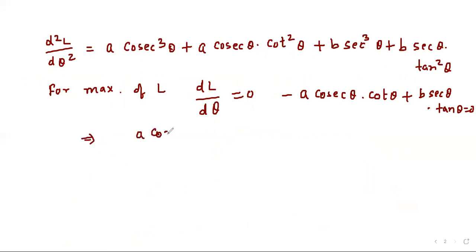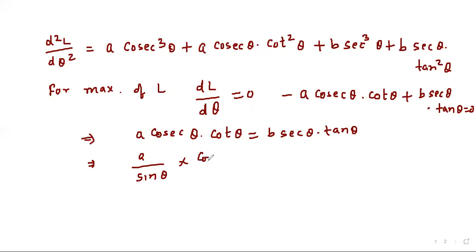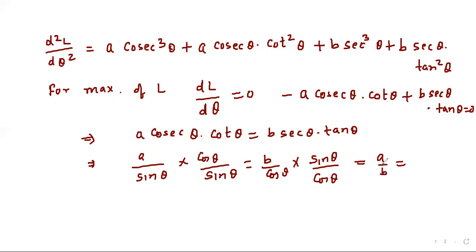So A cosec theta times cot theta will be equal to B sec theta into tan theta. We further simplify. So A upon sine theta into cos theta upon sine theta will be B upon cos theta times sine theta upon cos theta. So this will give A upon B equal to sine cube theta divided by cos cube theta.